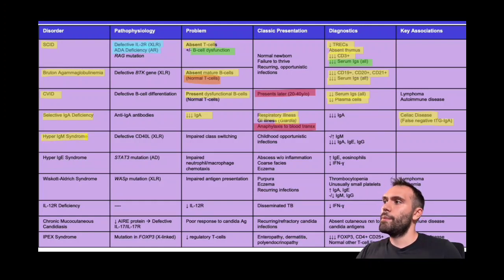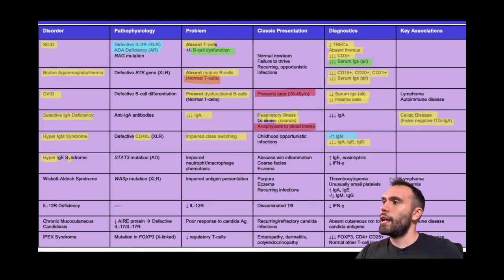Hyper-IgM syndrome, again, what's the problem? Impaired class switching. If I can't do class switching, right, which comes from that CD40 ligand binding, if I can't do this, then I'm not going to make any of the antibodies or the isotypes that come from class switching. I might still have IgM. I might be making more IgM because my body is trying to figure out what's going on, right? So it's just going to keep generating a response with IgM, but I'm not going to have any of the IgA, IgE, or IgG antibodies because I can't class switch.